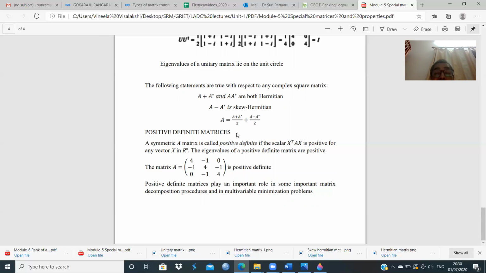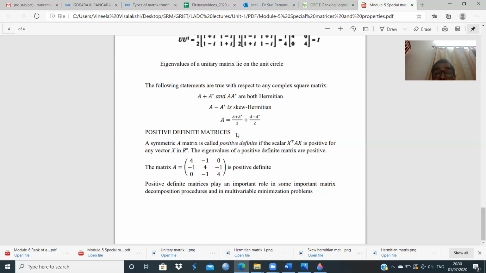There is an alternative definition. A symmetric matrix A with real entries is called positive definite if all its eigenvalues are positive. This is an example of a positive definite matrix. So you can take any non-zero vector x in 3 dimensions and perform the multiplication x transpose Ax, and you will find that it returns a positive value. So this is an example of a positive definite matrix, about which we can discuss in quadratic forms later.